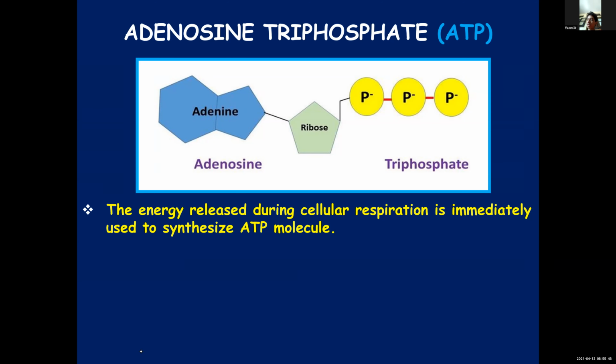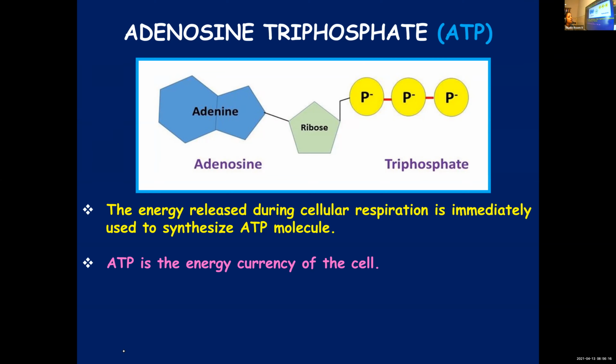ATP molecule. Last year, didn't we learn about the ATP molecule? Adenosine triphosphate. Where is the ATP molecule synthesized? In which organelle? Let me see who will tell the answer. In which organelle? Mitochondria. Who told? Isha. Right. Yes, mitochondria.